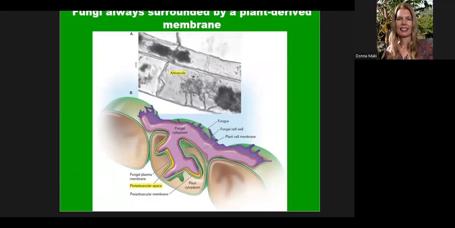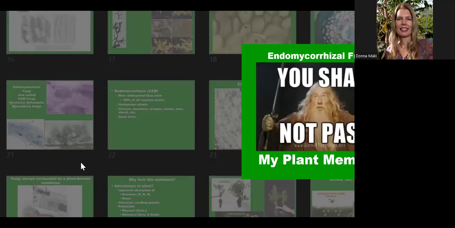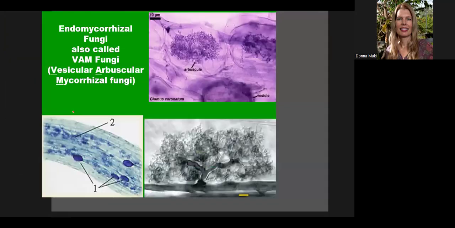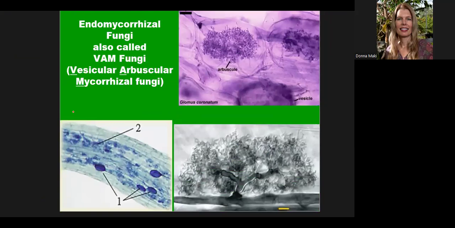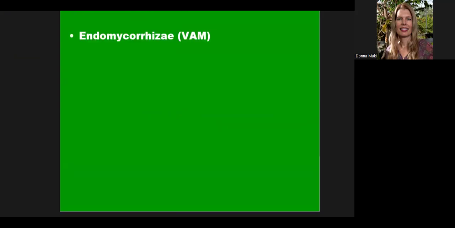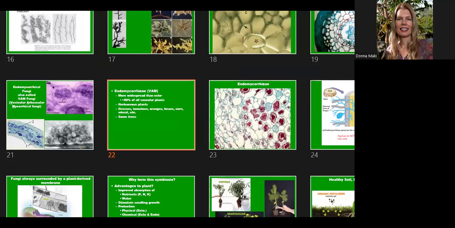I'll go back. Oh, here it is. Let's go back to this one. So this is an arbuscule, singular, dwarf tree. Doesn't that look like a dwarf tree or a shrub? And then the vesicles are the balloon shape. But that's all fungal hyphae. It's just their trick to try to increase surface area. But again, it does look like they're in the cell, but they technically are surrounded by plant membrane the whole time.